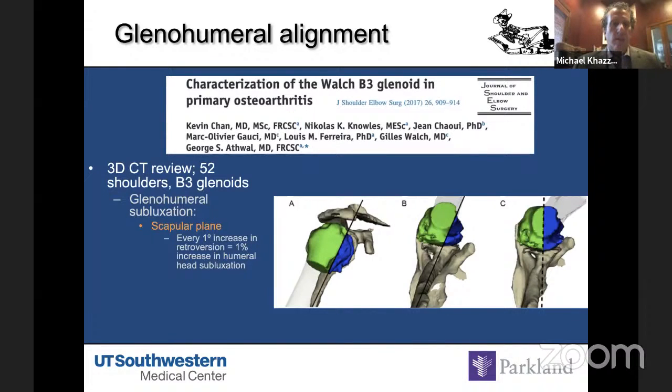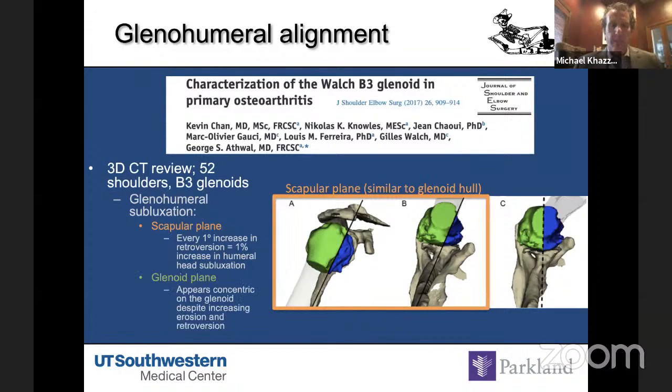And a study found that for every increase of 1 degree of retroversion, there is a correlation of increased humeral head subluxation by 1%. So it's important to understand this, because more severe retroversion correlates with more severe posterior humeral head subluxation, which makes sense.